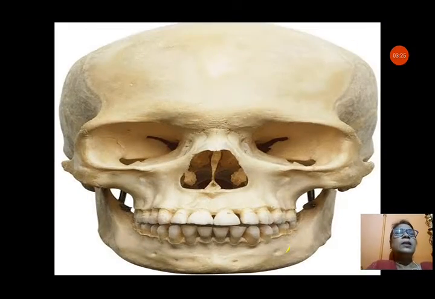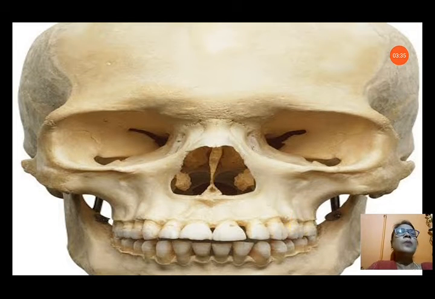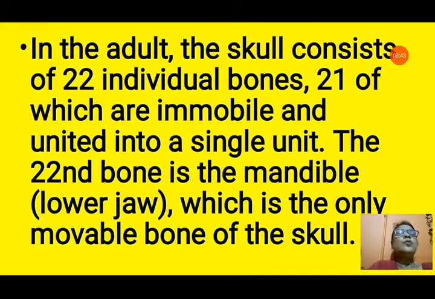You can see here is the skull. There are eye sockets in which the eyes are protected, the nasal cavity is here also. You can see the upper and lower jaw also have bony structure, and on top are the cranial bones that protect the cranium, that is the brain. Now in the adult, the skull consists of 22 individual bones. That means our skull has 22 bones, 21 of which are immobile and united into a single unit. The bones in the skull are mostly immovable, except the lower jaw. The 22nd bone, that is the mandible or lower jaw, is the only movable bone in the skull.